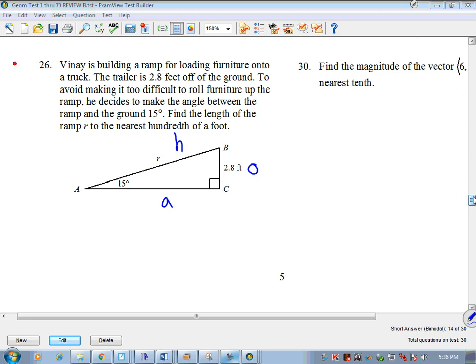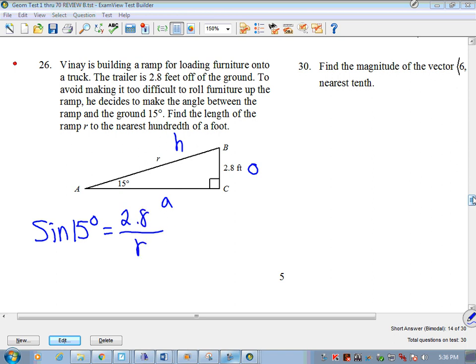So I'm not going to use adjacent. I'm not going to use information I don't have to find something I also don't have. So I'm going to use opposite and hypotenuse. So I'm going to use the sine function. Sine is opposite over hypotenuse. I'm going to put 15 because the next thing that goes up is my degree. Opposite over hypotenuse is 2.8 over r.